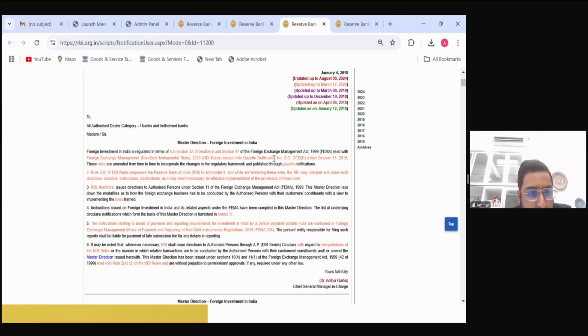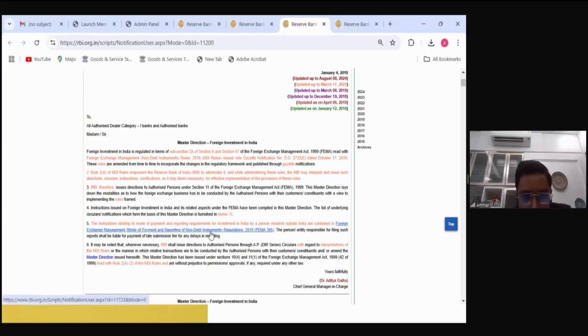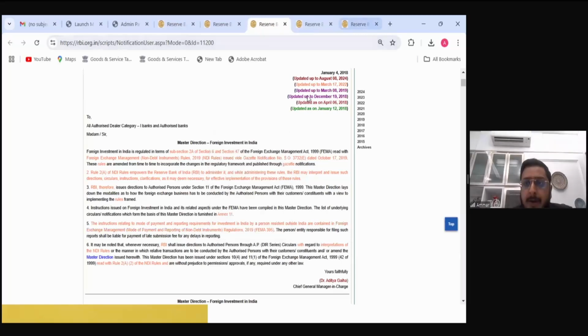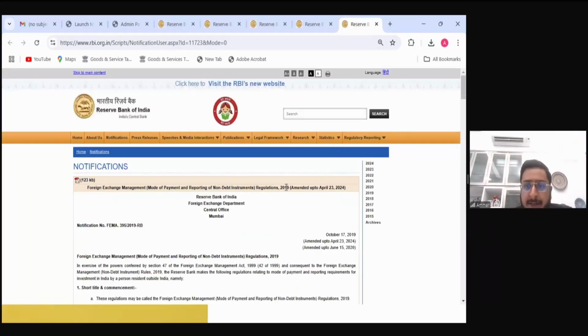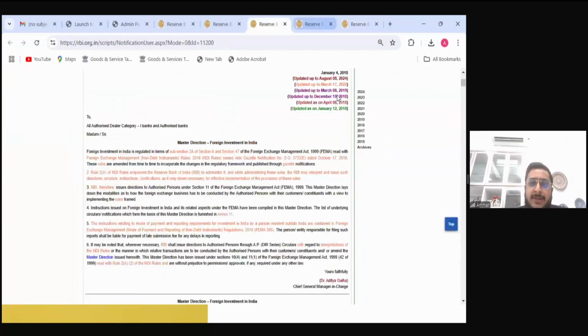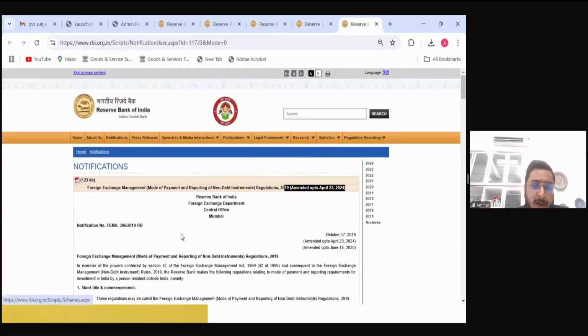And there will be regulations also over here. Yeah, if you see, there are regulations over here. If I go over here, the latest regulation, again, is amended up to April 23, 2024. So we have the latest directions, the latest rules, and the latest regulations for FDI.